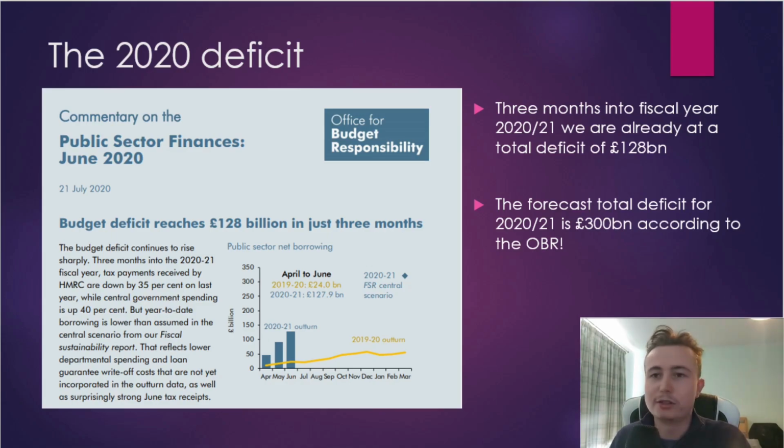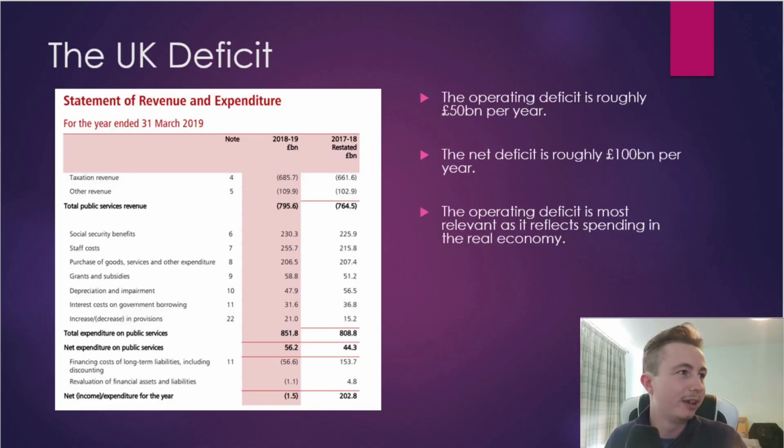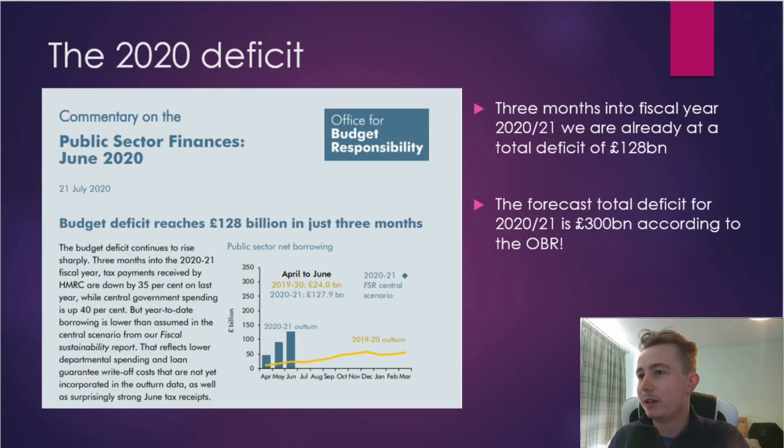So 3 months into fiscal year 2021, we're already at a total deficit of 128 billion, so much bigger than in prior periods. The forecast total deficit for 2021 is 300 billion. So if they did 128 in the first 3 months, in the last 9, they're going to top it up to 300 billion. That'd be 6 times bigger than it was in 1819, which is just remarkable. And so we have to ask ourselves, what's the consequence of this?